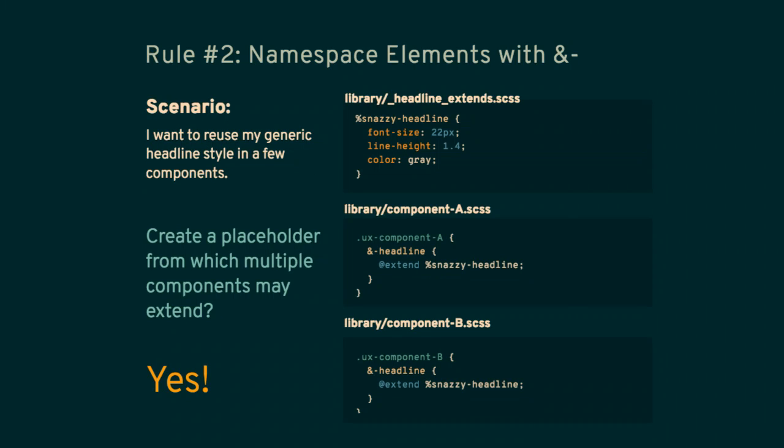So here's what we do. We use the ampersand selector, and we say ampersand dash headline. What that's going to do is append the class to the end of the parent name. So I'm going to end up with UX dash components dash headline, which is one class, one source of truth. Does that make sense? I know the code is really tiny. I wish I could make it a little bit bigger.